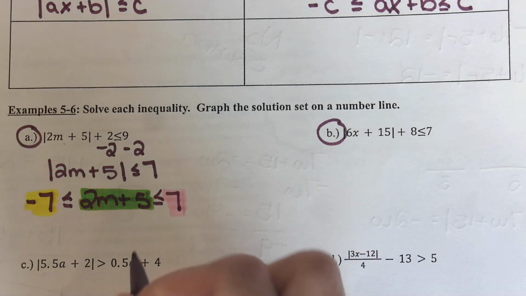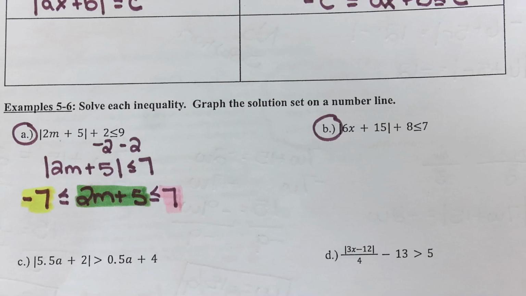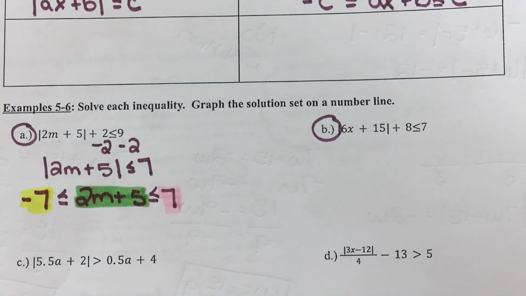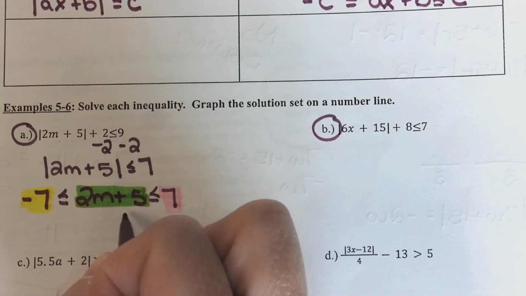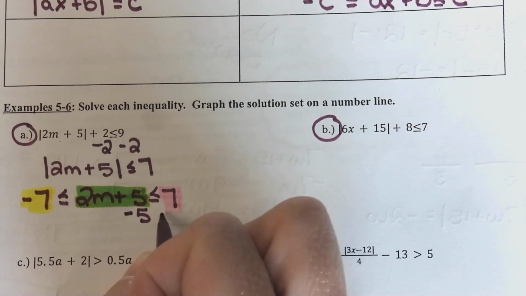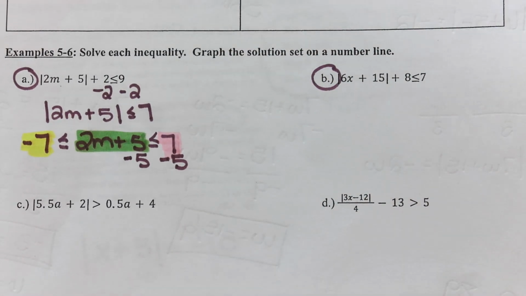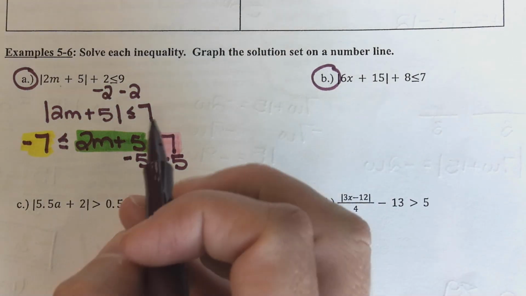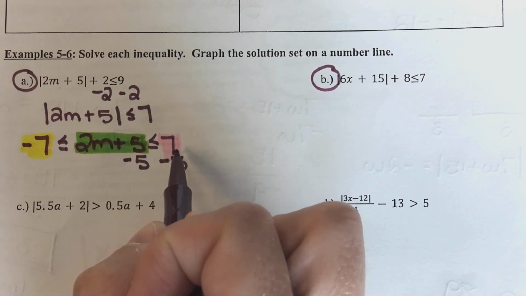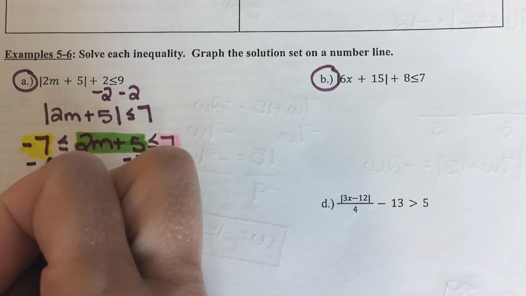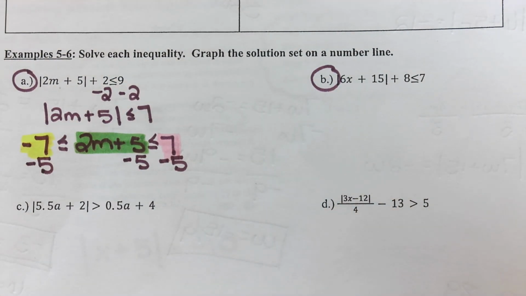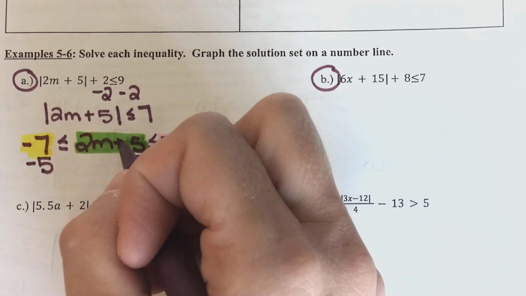I'll show you what I mean. We want to solve for m. Do you agree m is not alone currently? Yeah. Okay, so let's first start by getting rid of the 5. Normally I'd say, okay, just subtract 5 from both sides. But there's more than both sides. There's 3 parts to this. So I'm going to subtract the 5 here, here, and also here. So this 5 is gone.